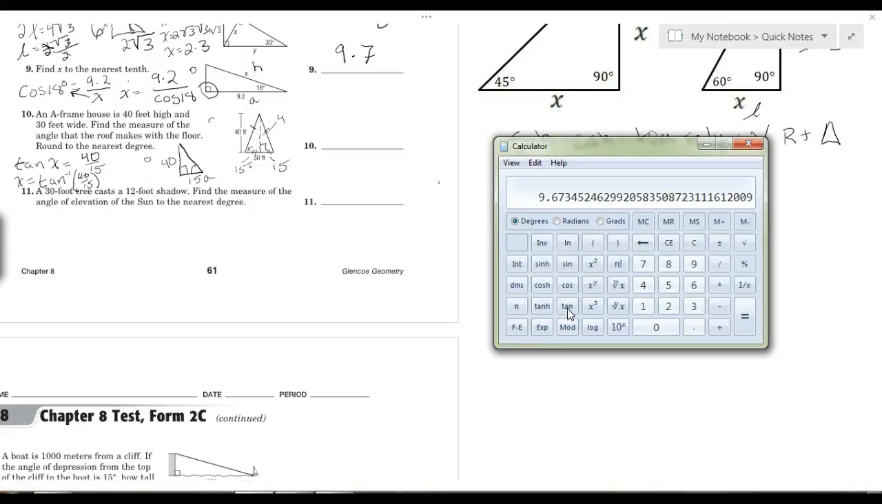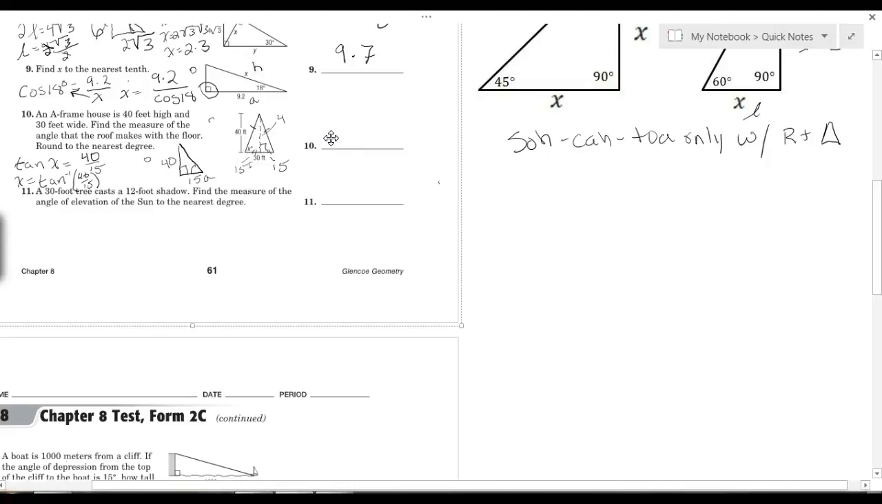Now again, with my calculator, I have to put things in a little differently. I'm going to open up my calculator. I'm going to put in 40 divided by 15, and then I'm going to take the inverse tangent of that. And I get 69.44, and it says in my question that they want me to round to the nearest degree. So 69.44 rounded to the nearest degree is just going to equal 69 degrees.